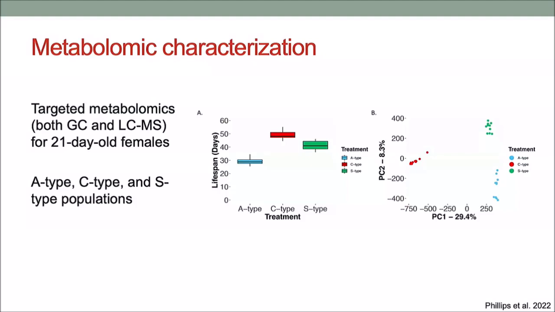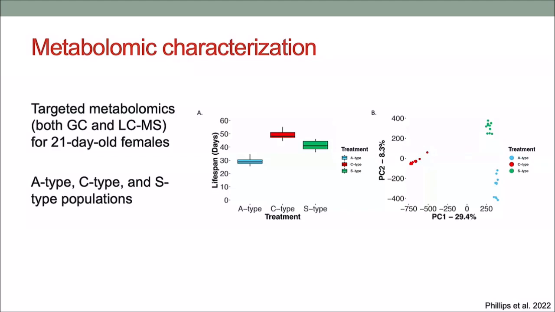In terms of the metabolomics, we did targeted metabolomics of 21-day-old females. We chose 21 for this first effort just based on previous work where we know there's a lot of differential gene expression at that time. And, thinking back to the demographic data, we know they have very pronounced differences in their age-specific mortality rates at that time.